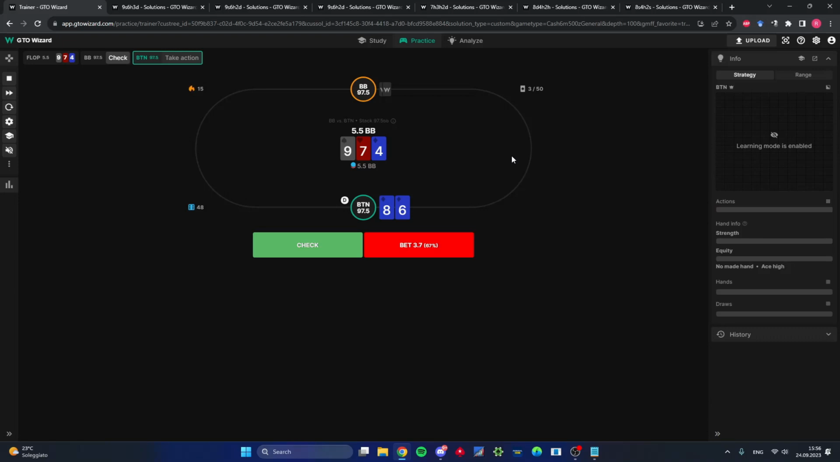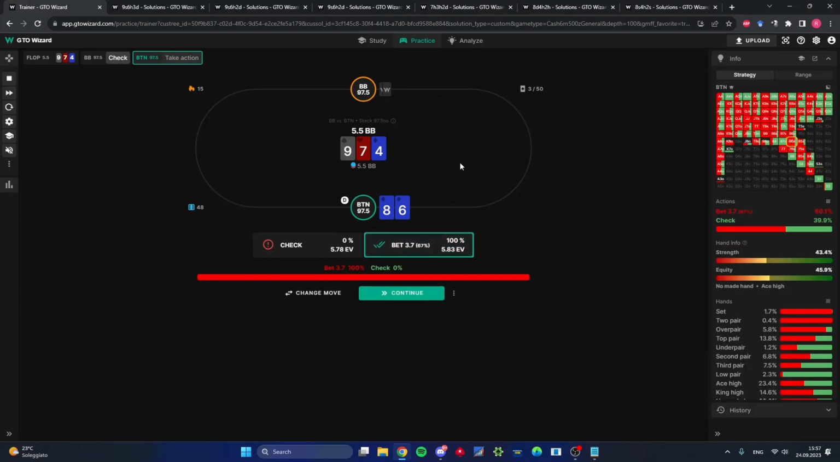And now we want to think, is 8-6 a bet or not? Seems like a pretty good draw. I don't see much reason to check this behind. Maybe without the backdoor flush draw we could check it behind, but I think this time we can just go ahead and bet. This is always betting 60% of the time on these 9 high disconnected boards.